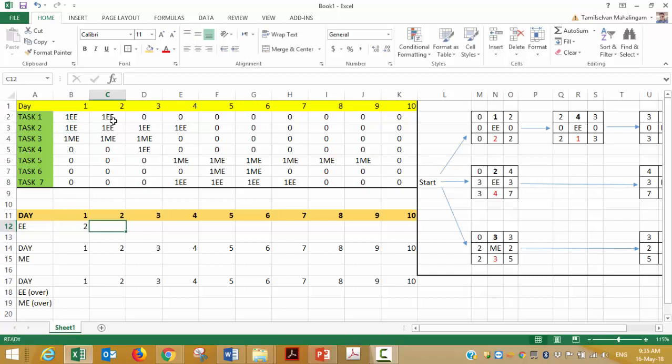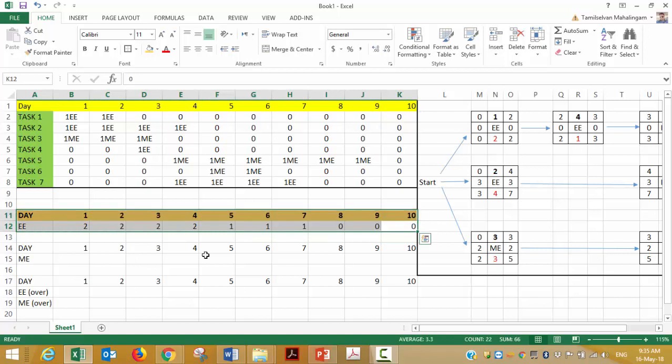Day 2, how many electrical engineers? I need 2. So just put 2, right? Similarly, 2, 2, 1, 1, 1, 0, 0, 0. Yep, that's it, finished. Pretty simple.